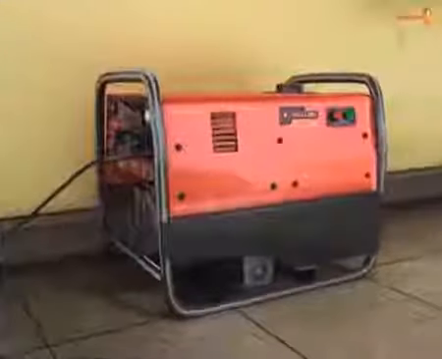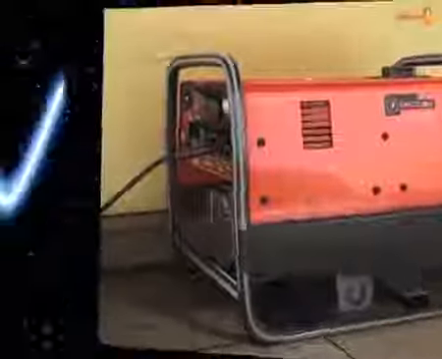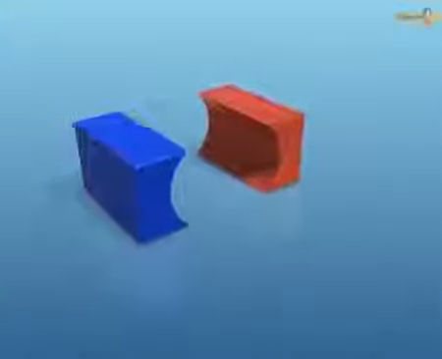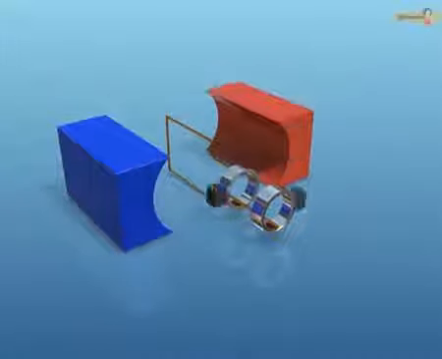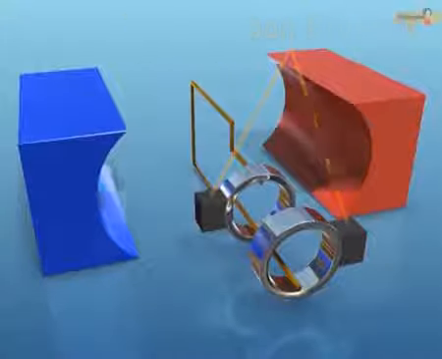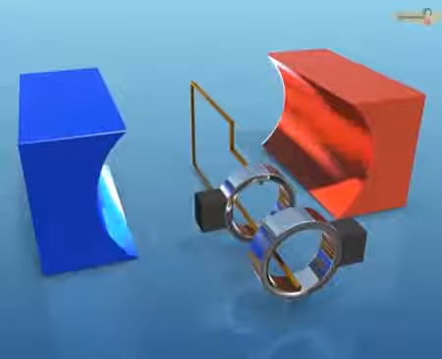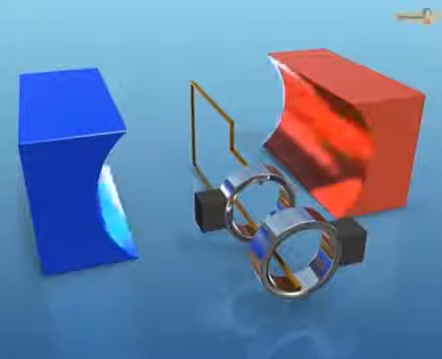Let us now see the construction of an AC generator. An AC generator consists of field magnets, an armature, two slip rings, and two carbon brushes. The poles of field magnets are concave and cylindrical in shape, and therefore produce a radial magnetic field.